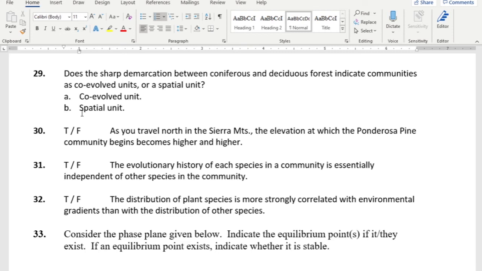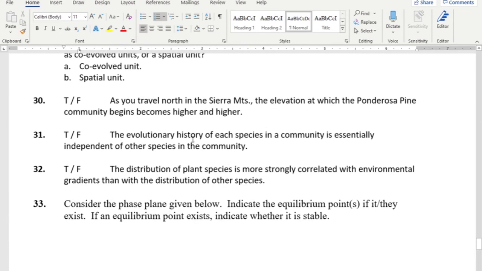What's happening is that the tolerance limits for the species are fundamentally different. And one of the things that's happening in the Appalachians is that as the climate is changing, the lower elevation conifers are dying back, and the hardwood deciduous forests are moving upslope. So the amount of acreage for coniferous forest is decreasing. So they are spatial units for 29. So 29 is B.